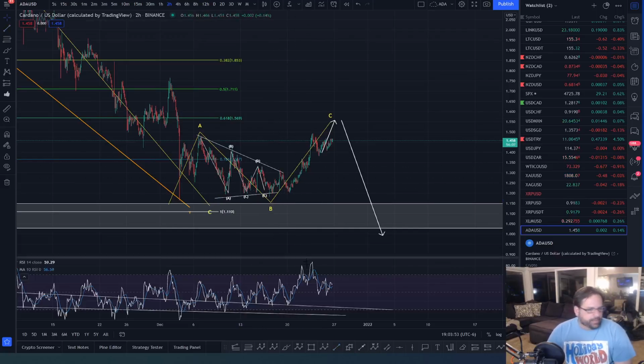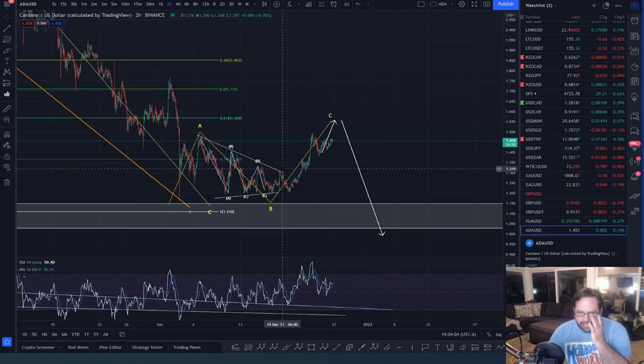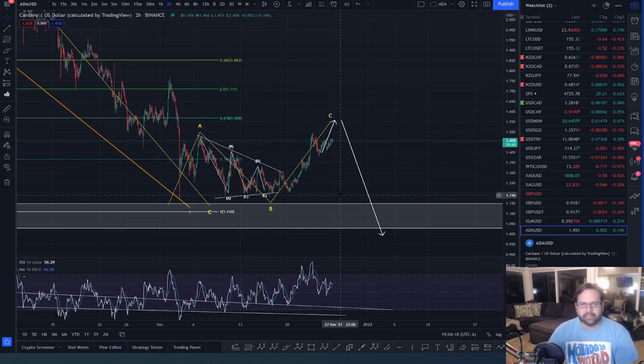So we didn't get the break to the downside like we were expecting last week. We got a break to the upside instead, and I thought, well, man, that really kind of messed me up a little bit. It messed me up in the sense that I was really thinking that out of all the charts, ADA was the most likely to break down and really was telling the tale for the crypto market. But evidently I was wrong about that.